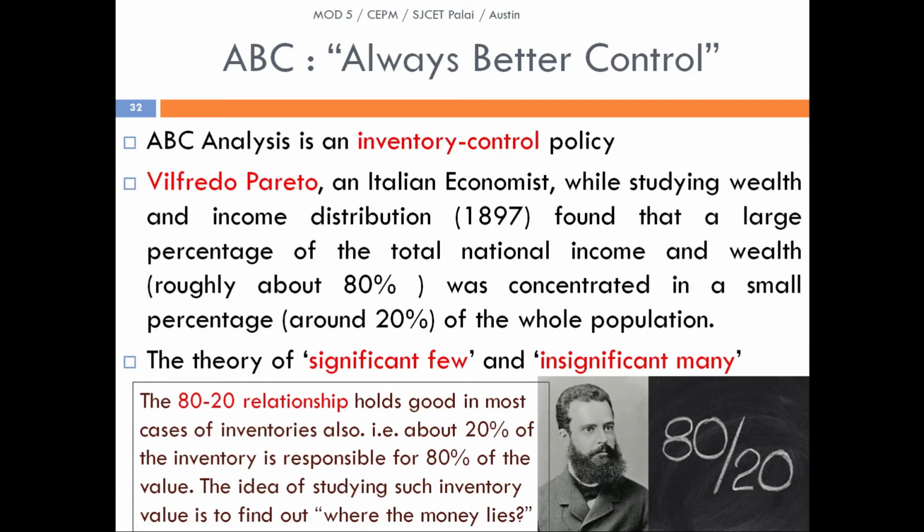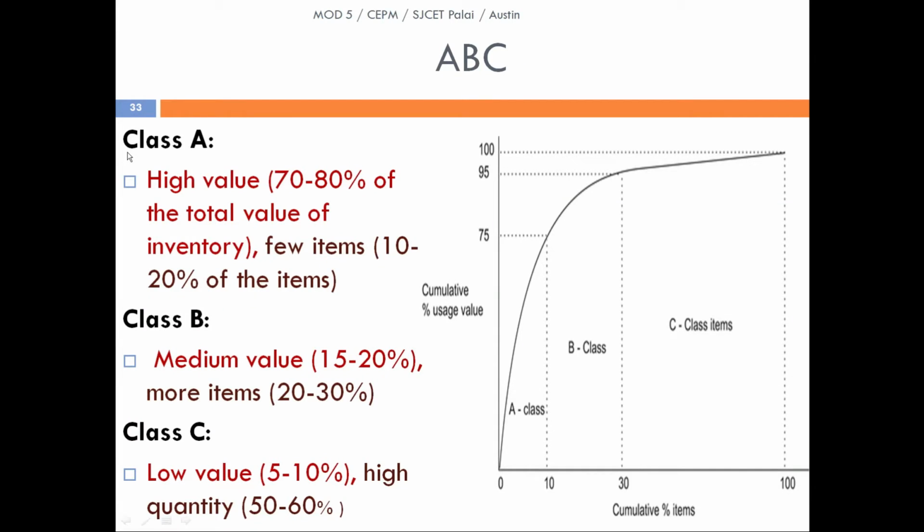Then they came to the conclusion that this can be incorporated into the way inventory control is practiced in the world. He understood that a very small number of items constitute a large percentage of the value of the company. Based upon this 80-20 relationship, it has been seen that about 20% of the inventory is responsible for around 80% of the total value. So based upon that, the Always Better Control ABC system was put forward.